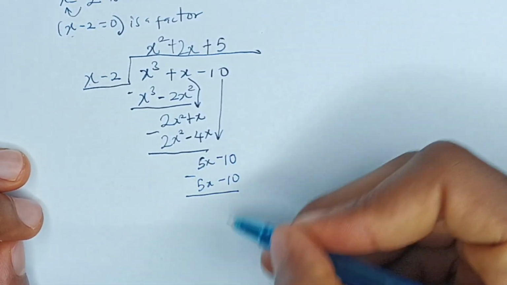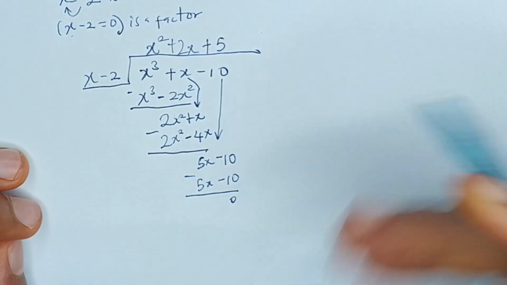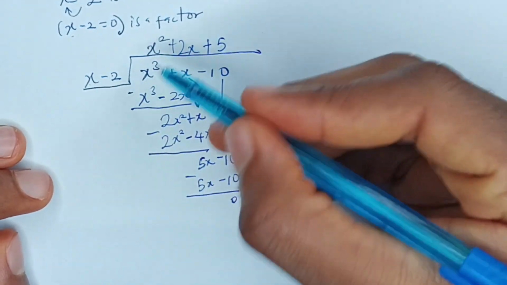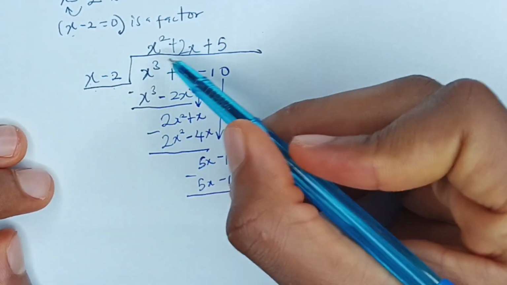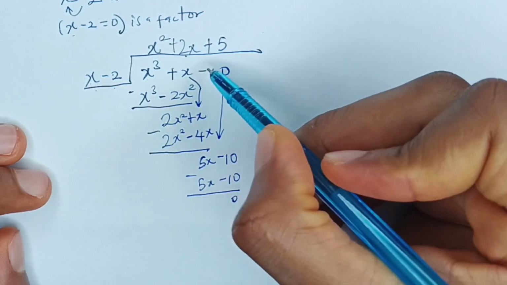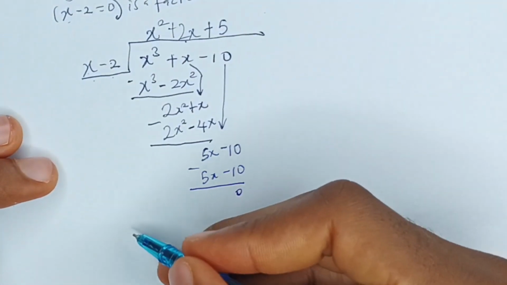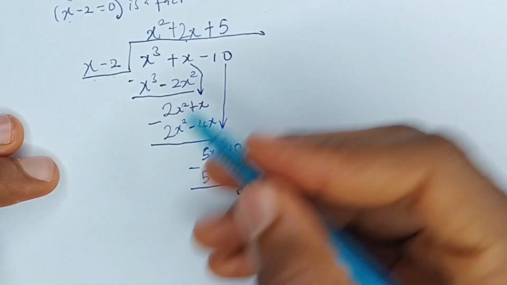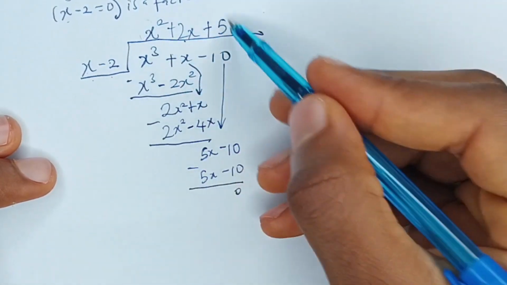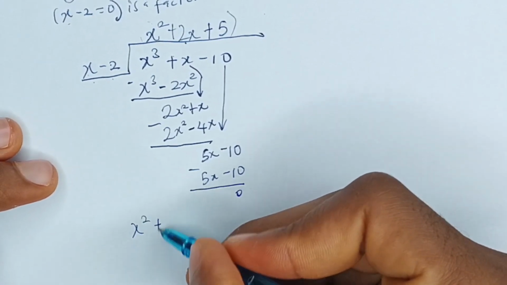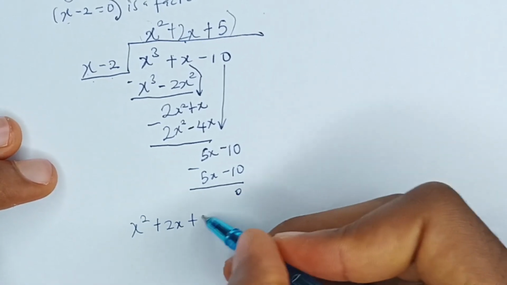Alright. So from here, you can now see that we have 2 factors now. So we have x minus 2 and x squared plus 2x plus 5. Now, how do we get the remaining zeros of this equation? We get the remaining zeros by solving this quadratic equation here. So we're going to have x squared plus 2x plus 5.